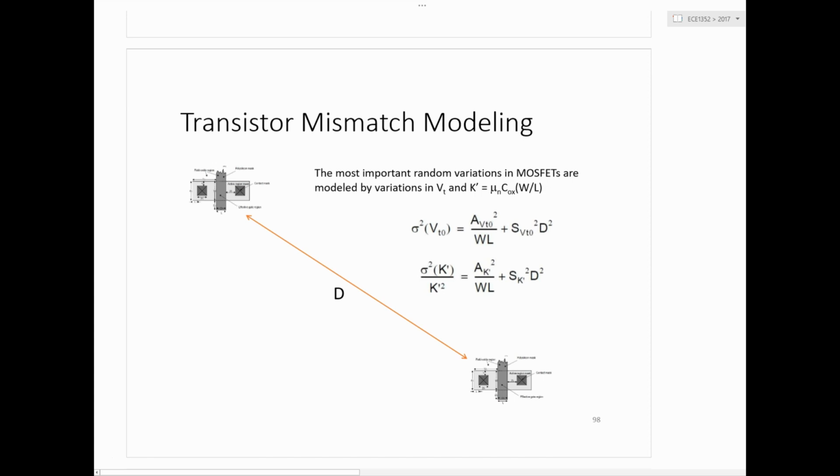So the main parameters that we care about with transistors, that we model in this way with the Pelgrom model, are their threshold voltage and K prime, remembering that K prime is the product of mu n Cox. Because to some extent, we don't care whether mu n is going up or Cox is going up. As analog designers, those two changes kind of look the same to us 99% of the time. So we typically model variations in those together and just give it one set of constants, A_K and S_K.